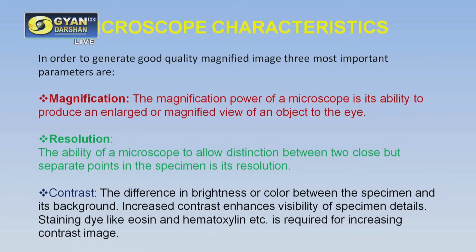So what are the microscopic characteristics? What are the different parameters we take into consideration while forming the image in a light microscope? In order to generate a good quality image in light microscopy, we generally consider three parameters here. First is the magnification, second is the resolution, and third is the contrast. Now I will discuss them one by one.